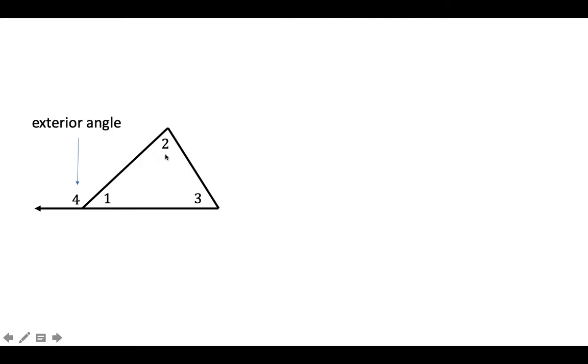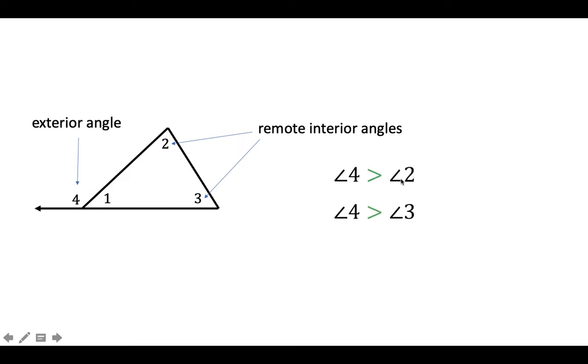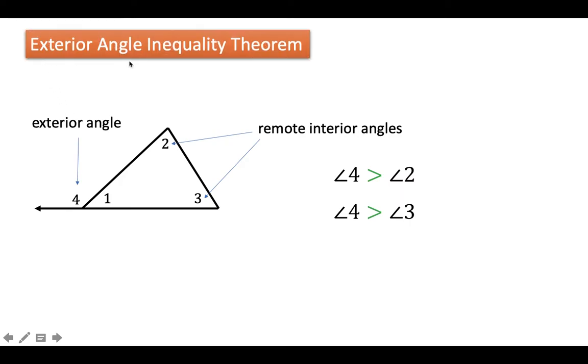And these two interior angles, 2 and 3, which are located away from the exterior angle 4, are called the remote interior angles. Angle 4 is always greater than the measure of angle 2 and the measure of angle 3. And that is the idea behind the exterior angle inequality theorem.